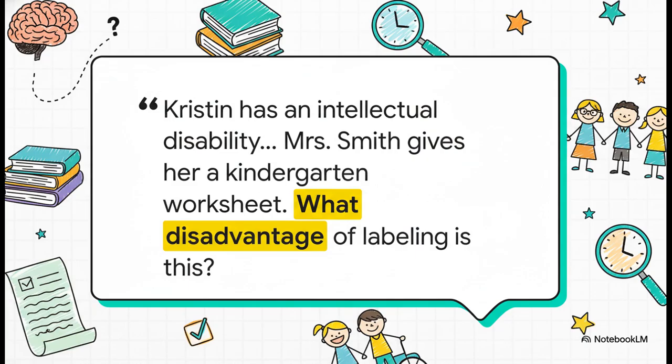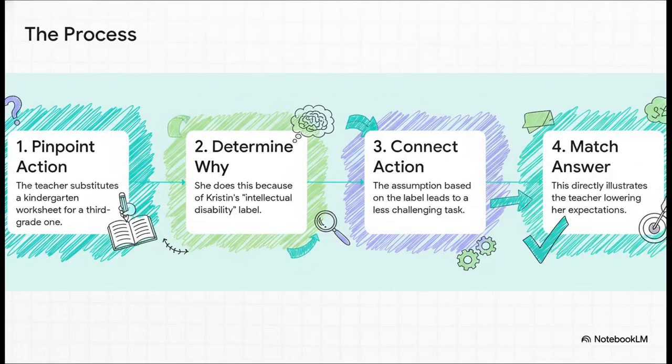Okay, here we go. Kristen is a 3rd grader with an intellectual disability. Her teacher, Mrs. Smith, gives her a kindergarten-level worksheet instead of the grade-level activity everyone else is doing. The question is asking, what specific disadvantage of labeling is happening right here? Let's break this down. What's the action? The teacher swaps out the work. Simple enough. Why did she do it? Because of Kristen's label. And what's the consequence of that action?